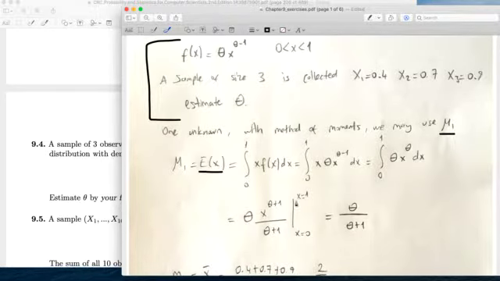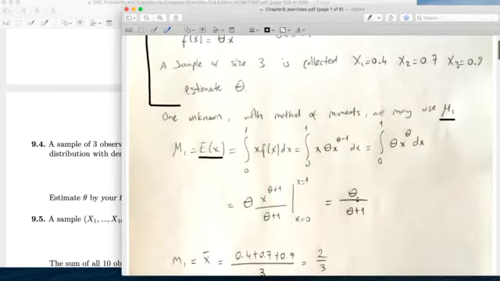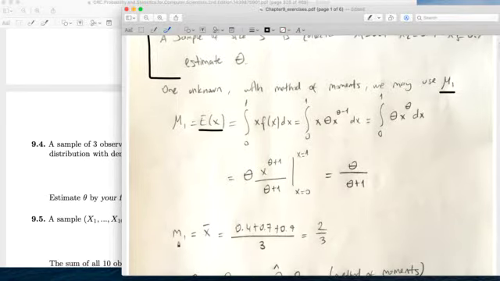As you can see, the first moment itself does not contain any x terms. The first moment is an equation which contains the population parameter. Whatever the population parameter is, theta divided by theta plus 1 is the first population moment of this. Now, what we are going to do is equate this to the sample moment.